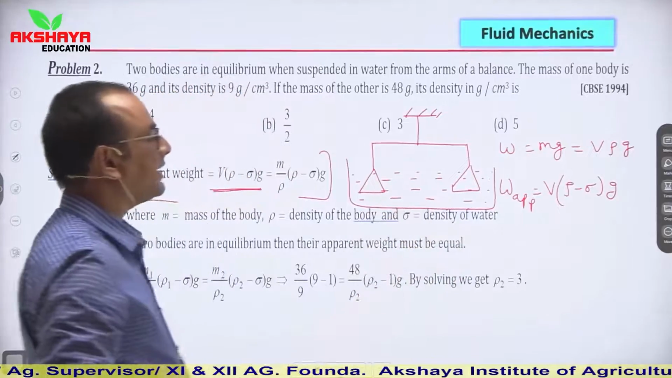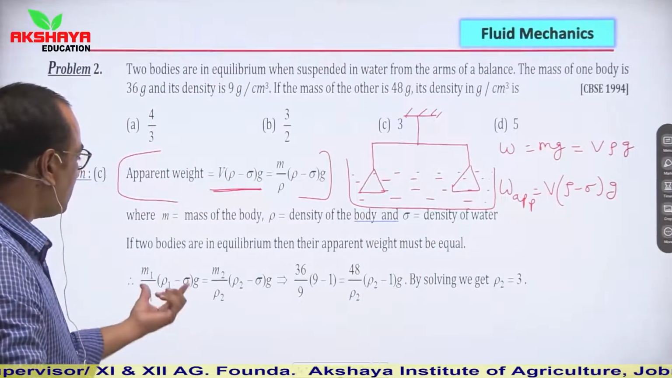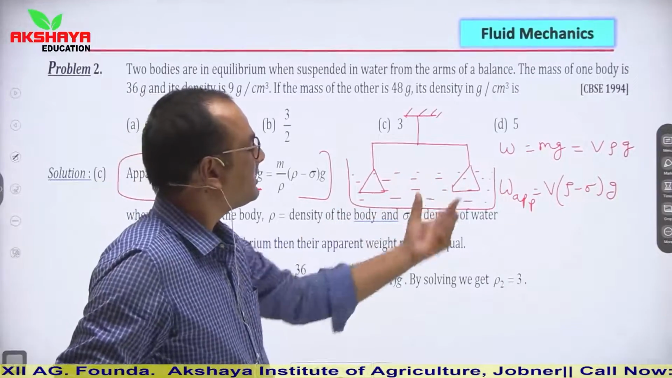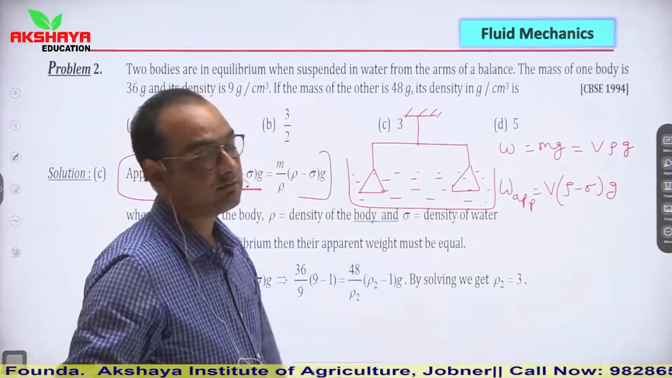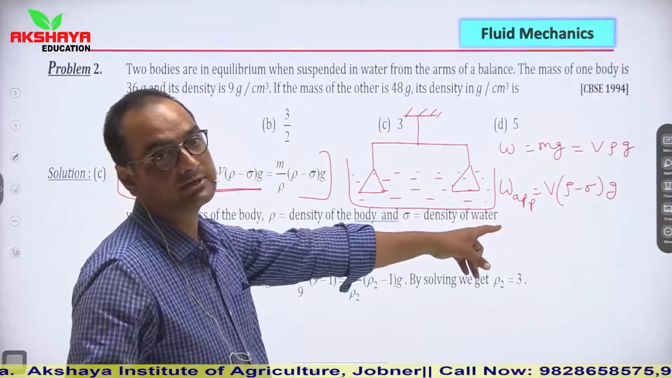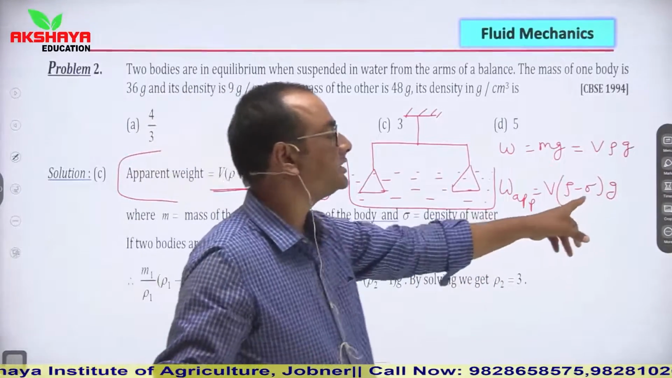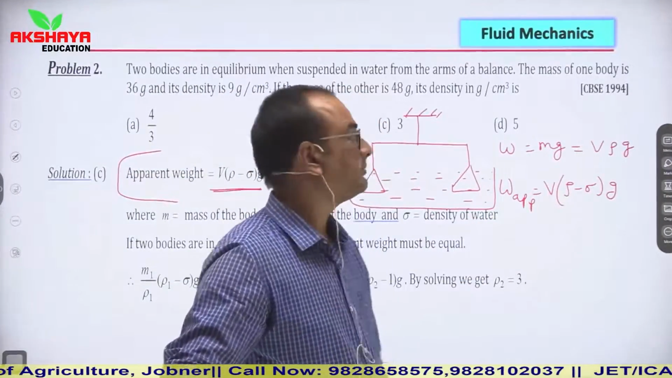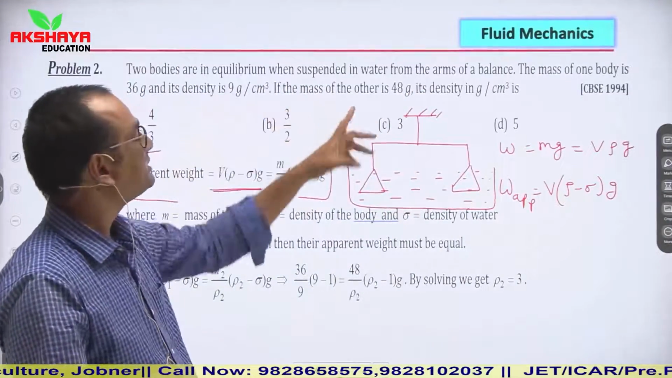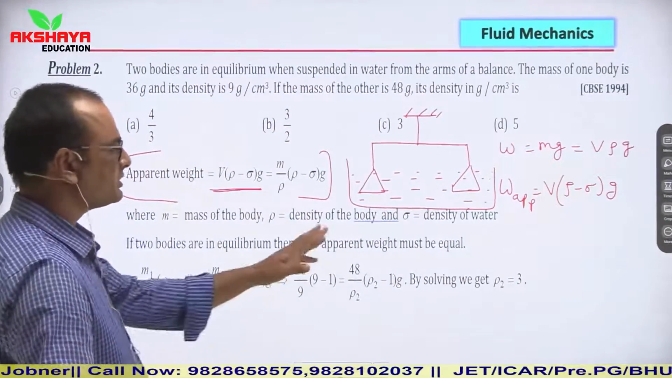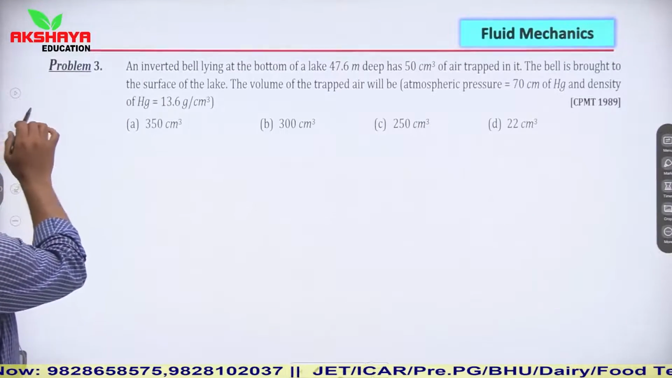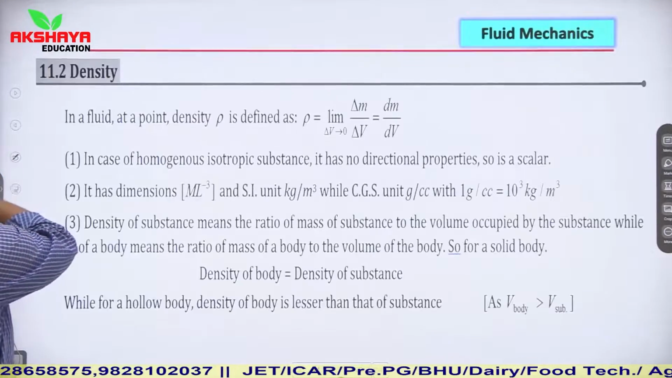So from here we can calculate apparent weight, and we are given the equilibrium condition. It means the weight of both the masses or both the objects are equal. So simply you can use this relation. In both the cases, the density of water will remain the same, but the density of the object is varying because here we are given different densities for different objects. So this is the general concept by which we can solve this question. This question is also of the same pattern.